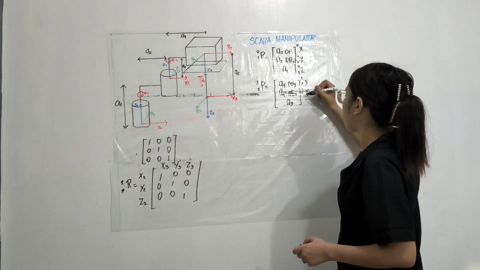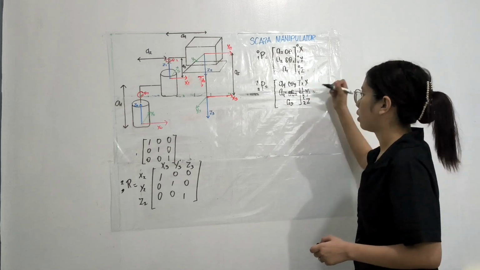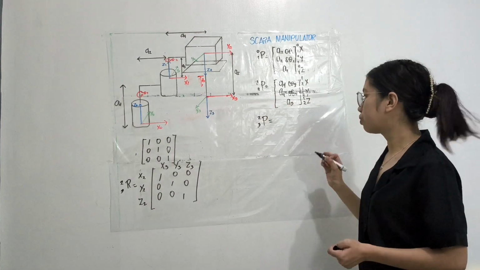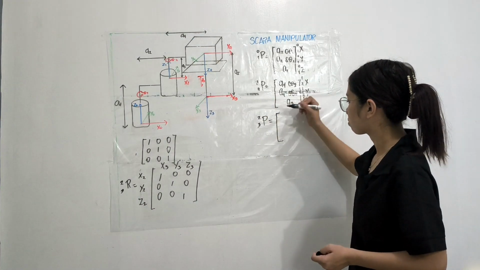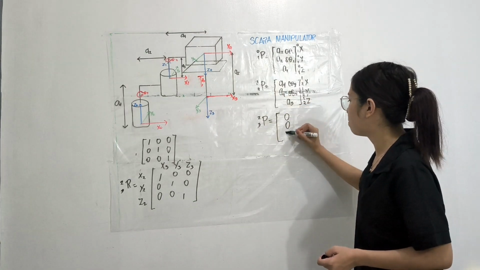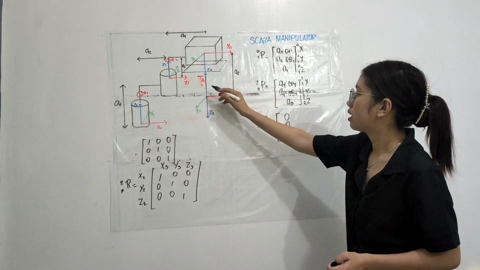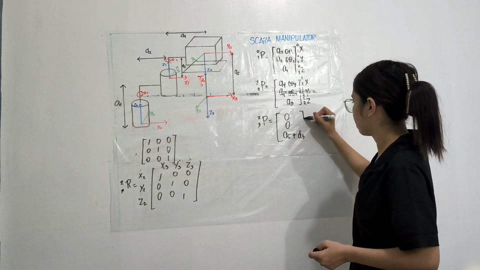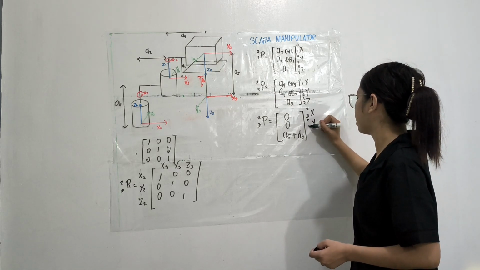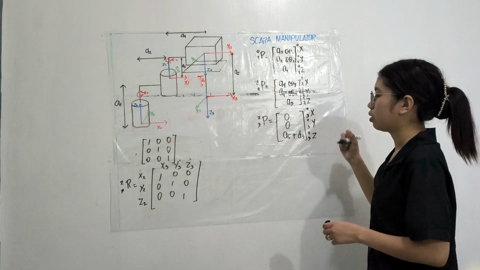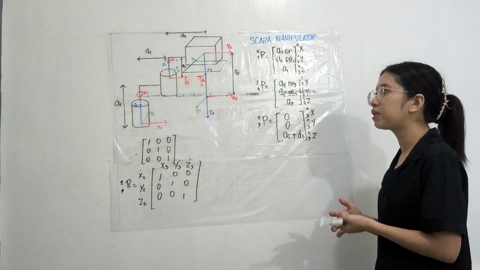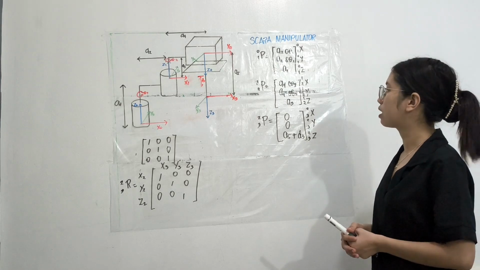X sub 1,2, Y sub 1,2, and Z sub 1,2. So P sub 2,3 is equal to 0, 0, A5 plus D3. So X sub 2,3, Y sub 2,3, and Z sub 2,3. So this is the derived position vector of our manipulator from frame 0 to frame 3.